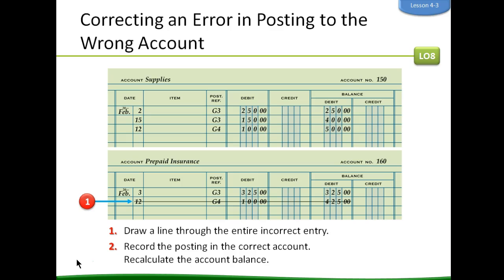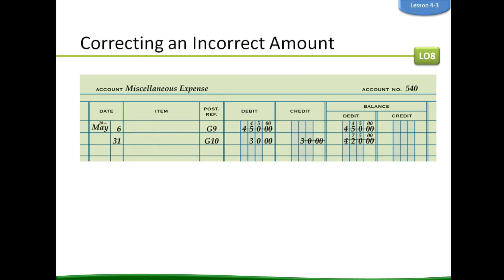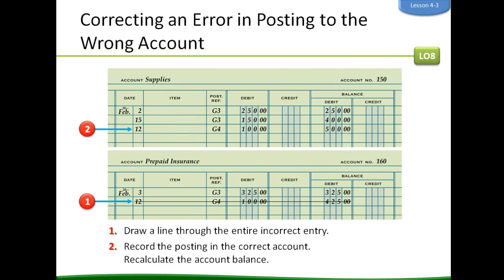So instead of going into prepaid insurance, this was supposed to go into supplies. So on the 12th, you can see we have our supplies, and here's the $100 debit that was in error, and here is the $100 debit now that is the correction in our correct account.